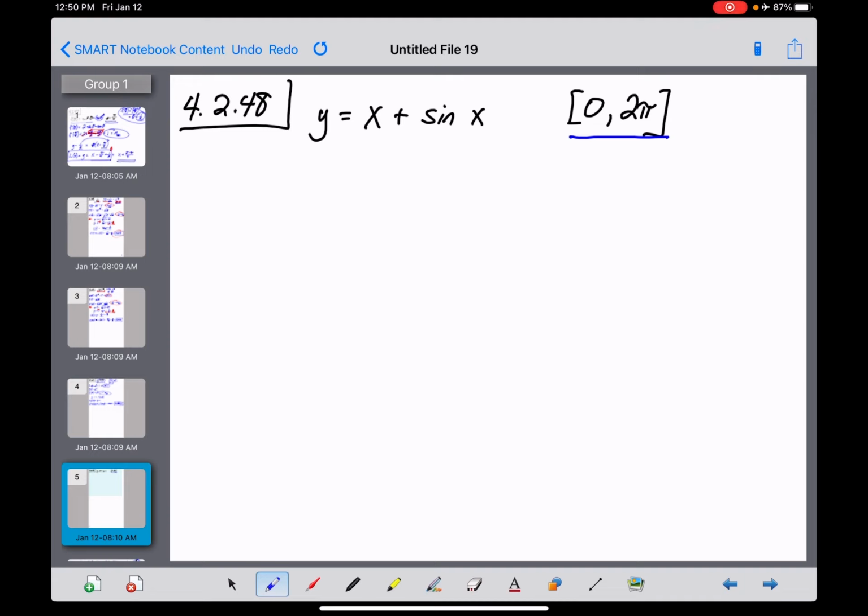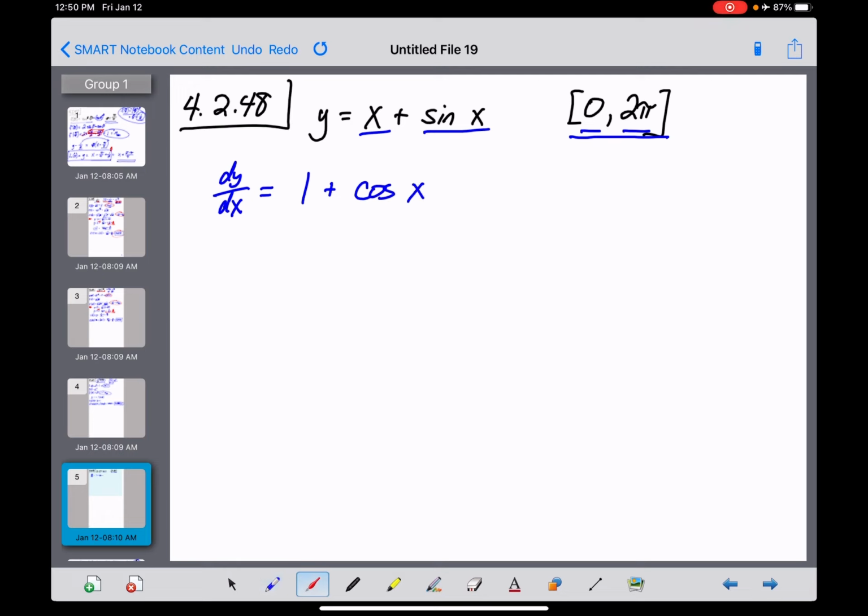We should know by now, everybody, that extreme values can only occur at two possible places: endpoints and critical points. Well, we already have two endpoints, so I'm definitely going to need to check the value of this function at 0 and at 2 pi, but we want to look for critical points as well. So the derivative of y with respect to x is going to equal the derivative of x, which is 1, and the derivative of sine of x is just going to be cosine of x.